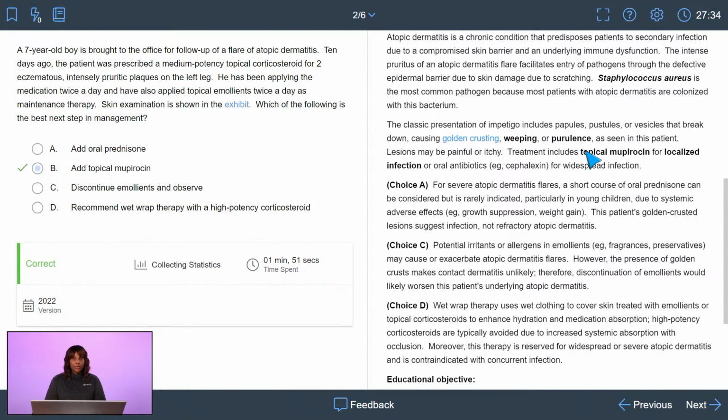Choice C, discontinue the emollients and observe. Well, sometimes if you have a patient who comes in with an atopic dermatitis flare due to an irritant or an allergen in the emollient, like a fragrance or preservative, this would be a good answer choice.